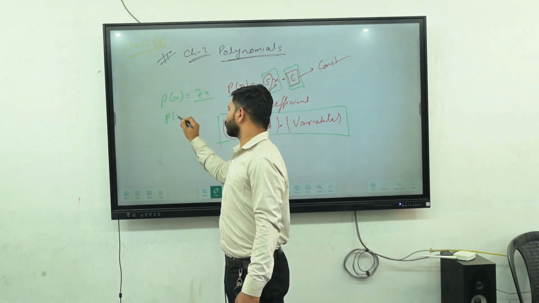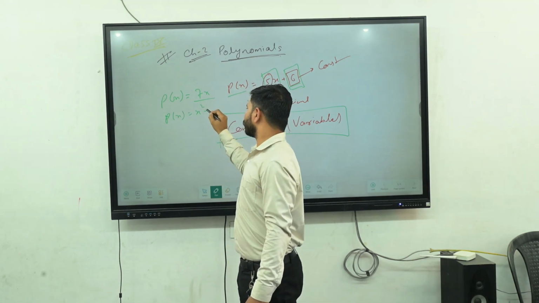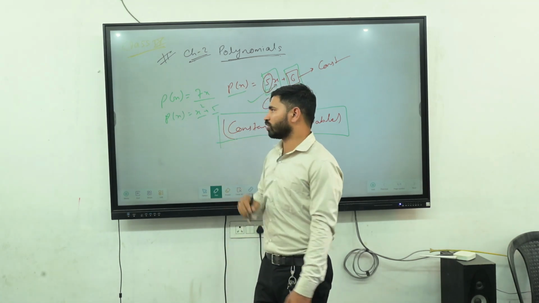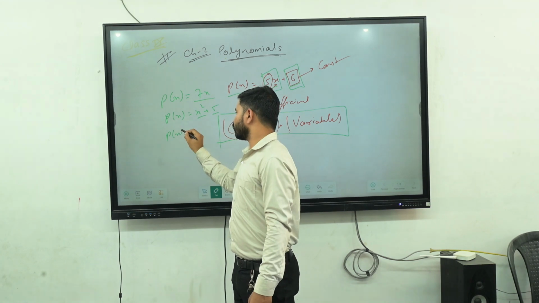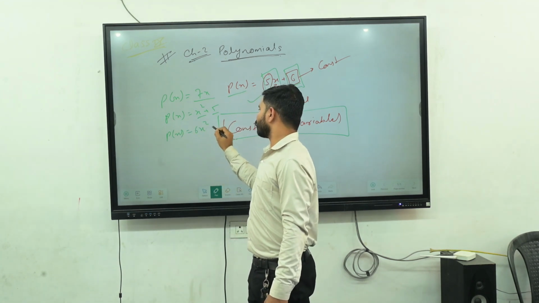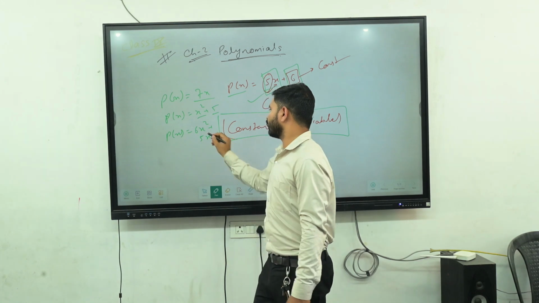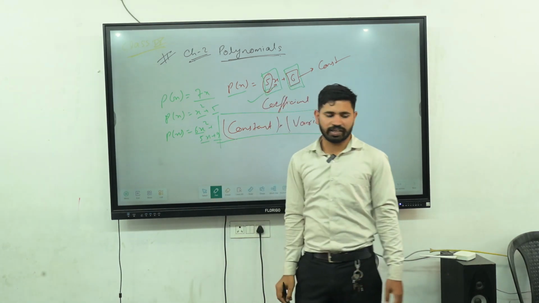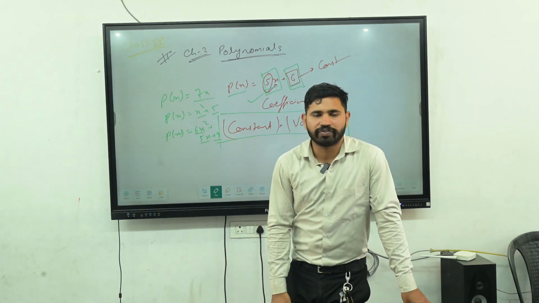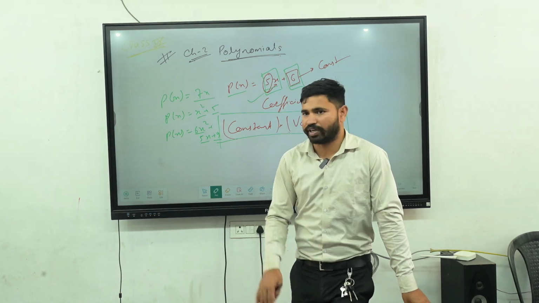See, p(x) = x² + 5, there are two terms. p(x) = 6x² + 5x + 9. Here the polynomial has three terms. So according to the terms, we divide the polynomial into different types.